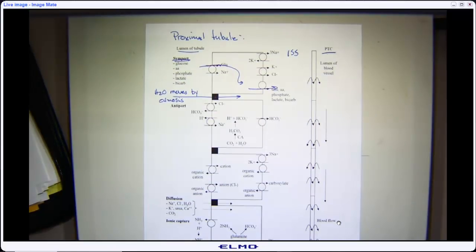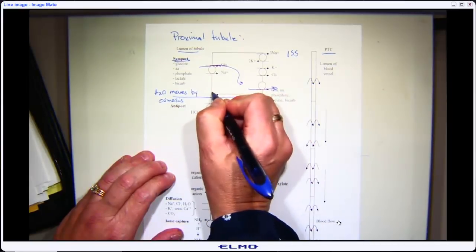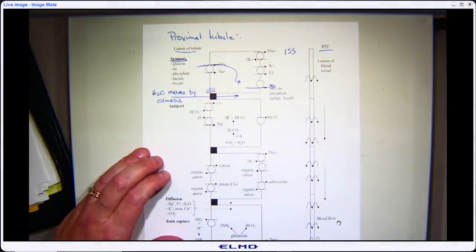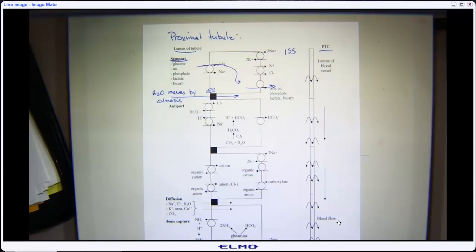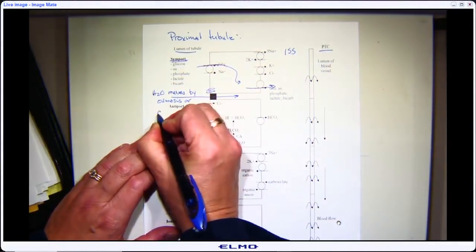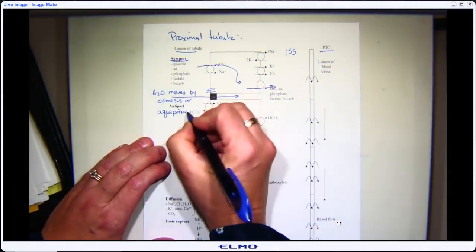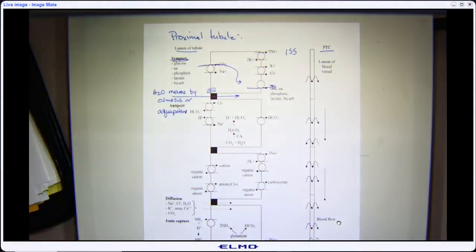So water moves by osmosis. There are also water channels down here. Have you heard of these water channels before? Do you know what they're called? There are water channels in these membranes. Have you heard of them in biochemistry? Aquaporins. Which are weird. I fundamentally do not understand an aquaporin.